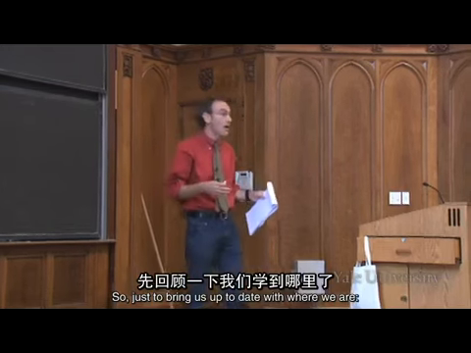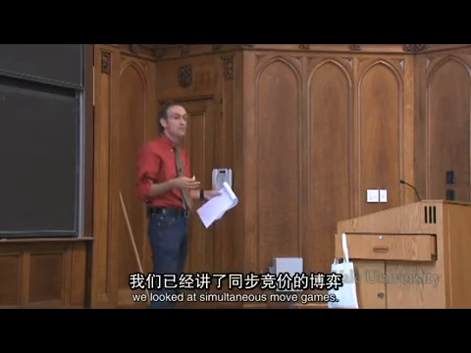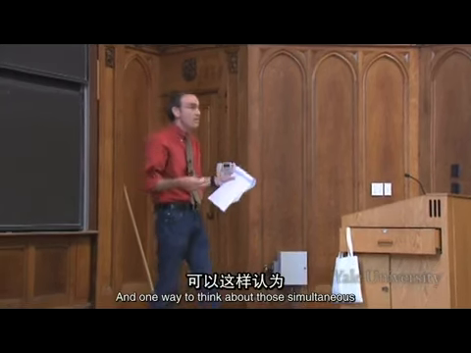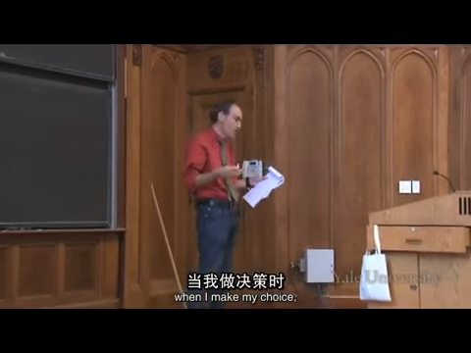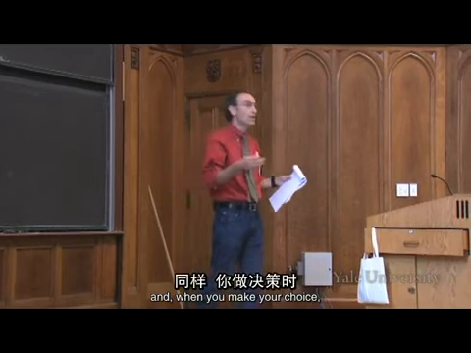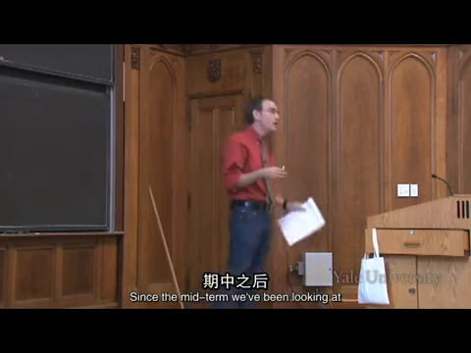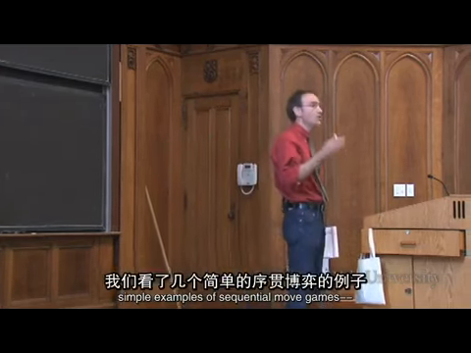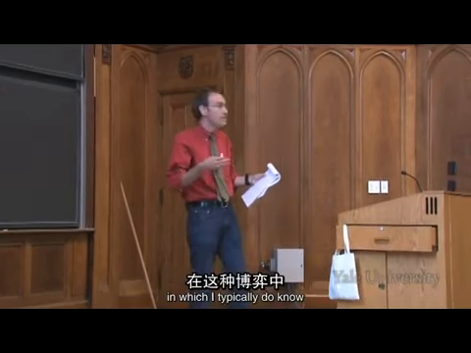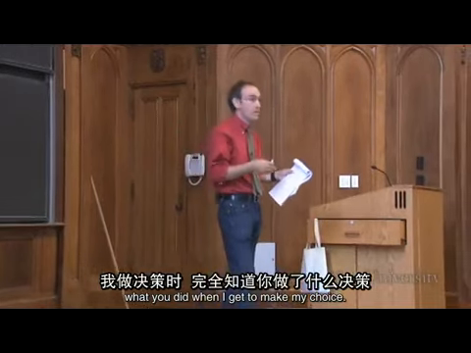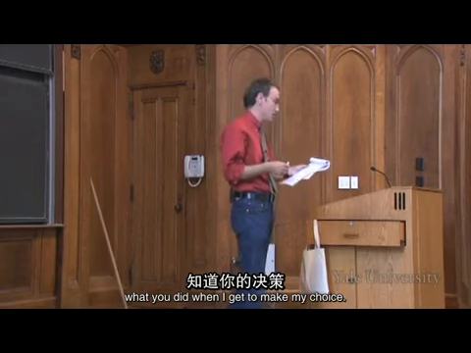So just to bring us up to date where we are, in the first half of the semester, before the midterm, we looked at simultaneous move games. One way to think about those games is that when I make my choice, I don't know what you've done, and when you make your choice, you don't know what I've done. And since the midterm, we've been looking at simple examples of sequential move games under perfect information, in which I typically do know what you did when I get to make my choice.